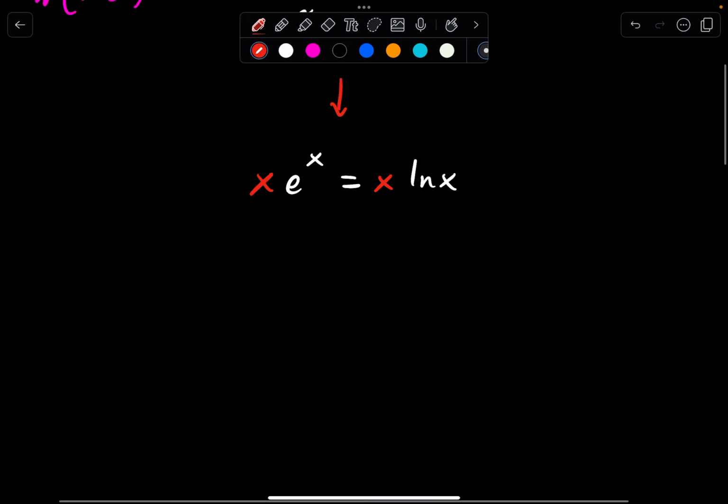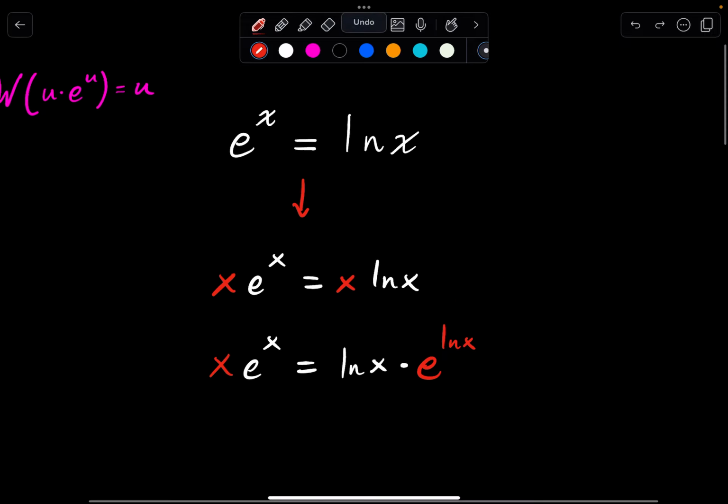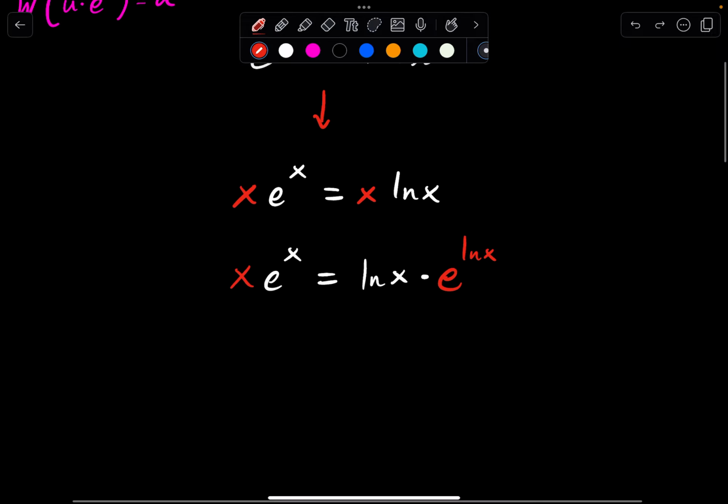And now we can rewrite this as x times e to the x equals ln of x times e to the ln of x, because remember, these are opposite operands, e and ln. So this is a valid way to write x. All we did is just multiply both sides by x. That's the beauty of it.